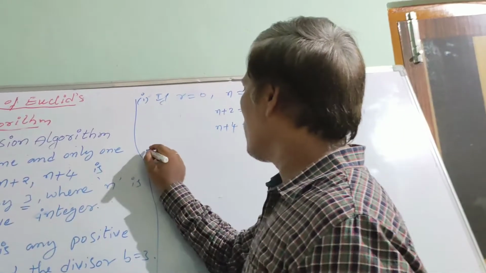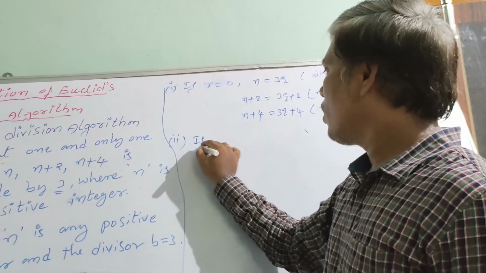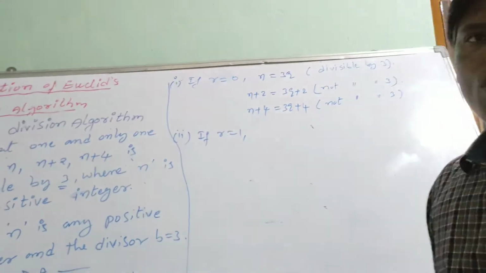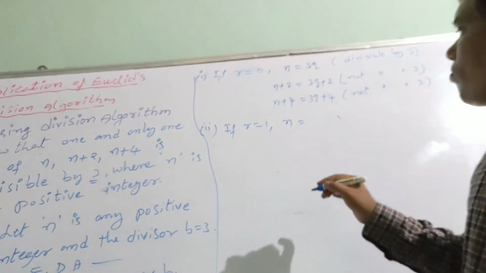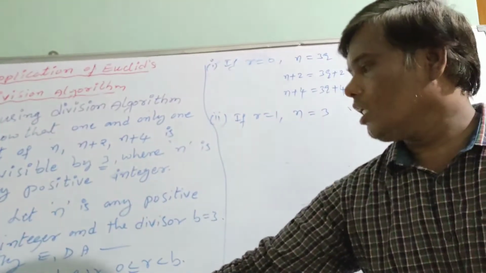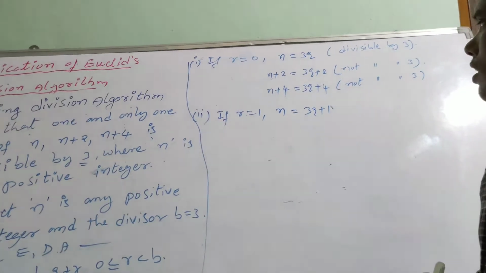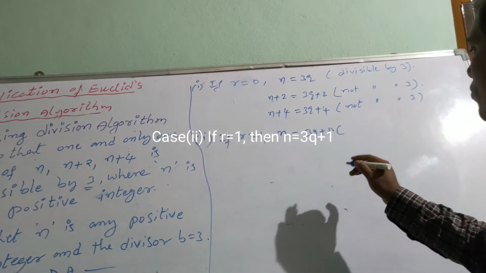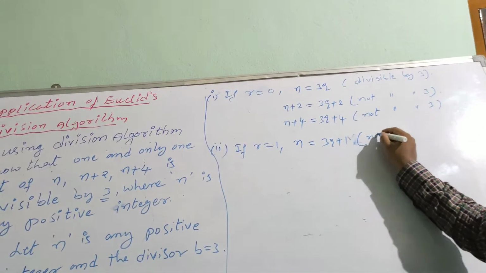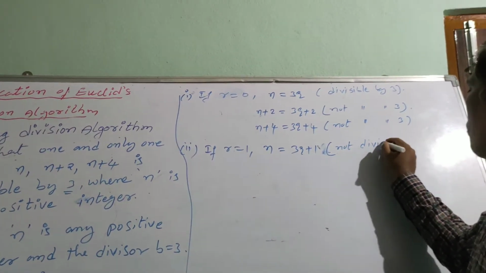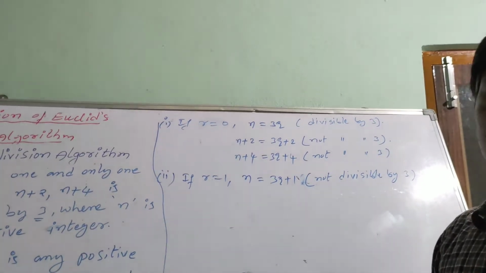Let us observe case 2. What is case 2? If r is equal to 1. Then what is n value? We have n is equal to 3q plus r, which means 3q plus remainder 1, so n is equal to 3q plus 1. Is it divisible by 3? Can we take 3 common here? No. So 3q plus 1 is not divisible by 3.